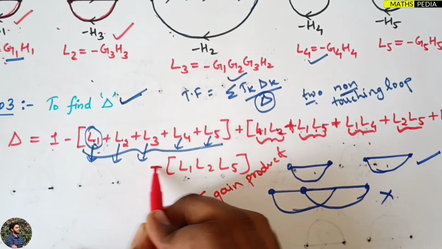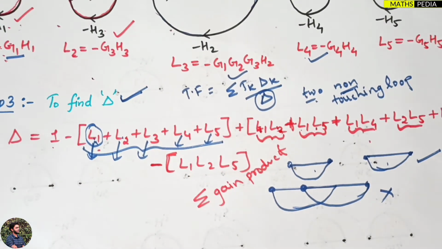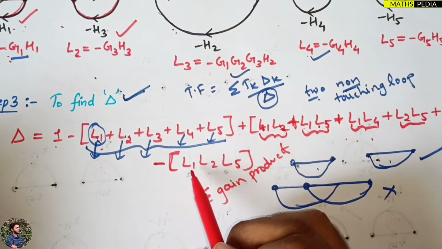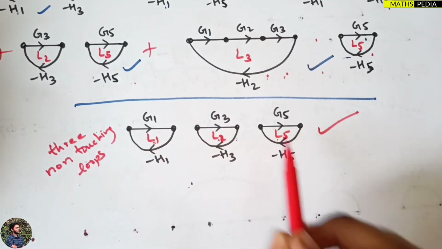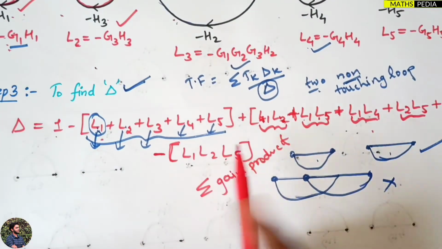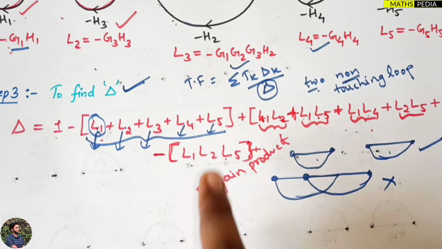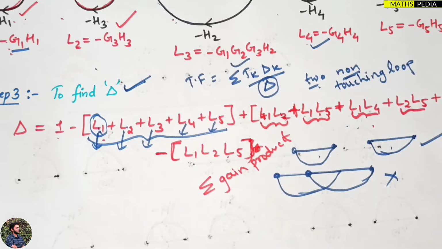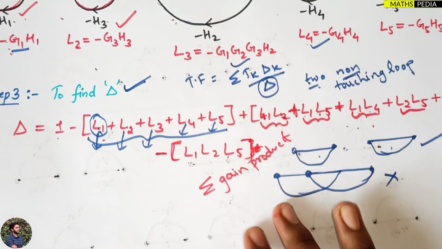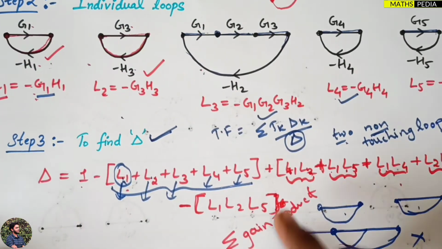So multiply and add. Then minus the gain product of possible combinations of 3 non-touching loops. Now for three non-touching loops, we have got only one combination that you can see over here, that is L1, L2, L5. So I have just multiplied it, plus nothing is there. We have only one combination, so I leave it till here. That's all. Four non-touching loops are not possible, so you can try it once. Search for four non-touching loops, it is not possible, so we will stop here.